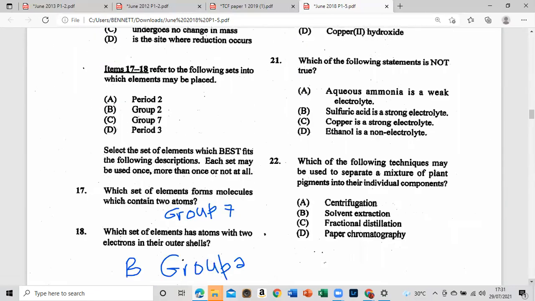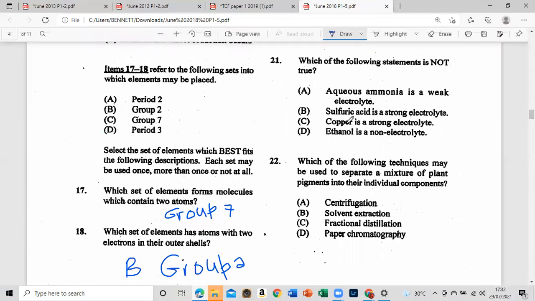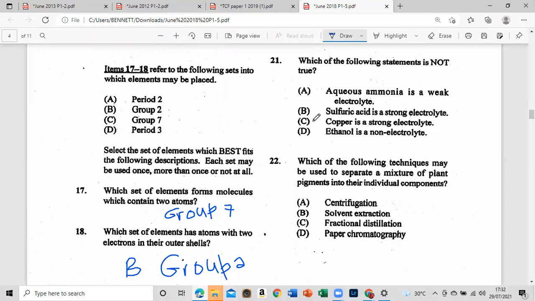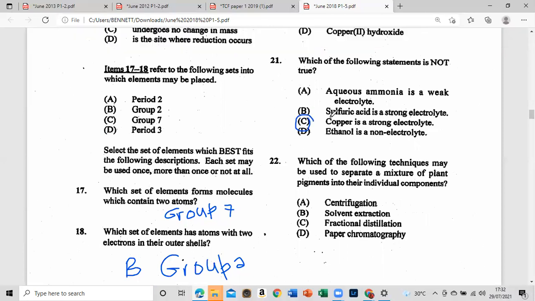Which of the following statements is not true? And 21 is copper is a strong electrolyte. That is not true. 22, which of the following techniques may be used to separate a mixture of plant pigments into their individual components? And that is D, paper chromatography. All right.